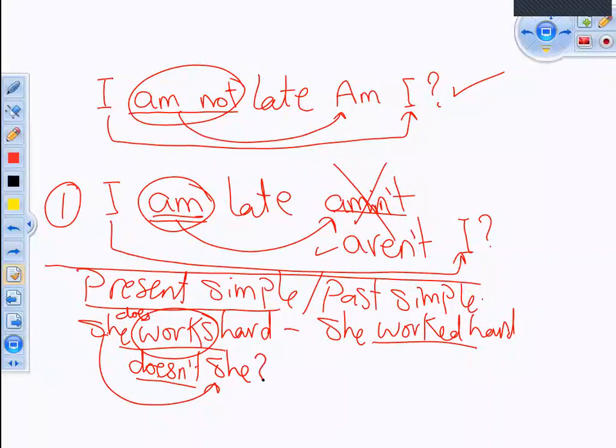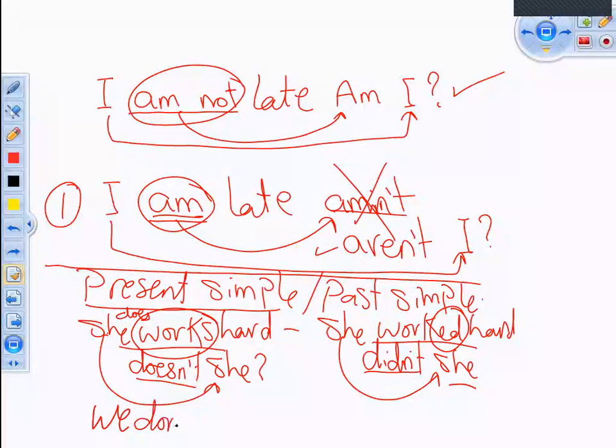So what about the past simple? Worked. We change it into "didn't work". So we add "didn't she" as a question tag. Please note, if we have the negative form like this sentence, we don't play football.